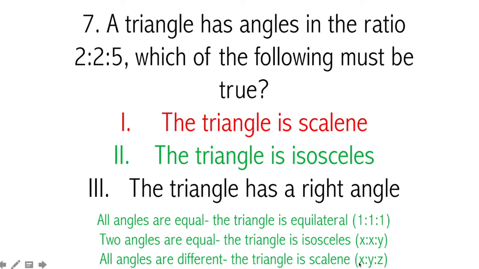So if a triangle is isosceles, it cannot be equilateral and scalene anymore. Therefore, we can say that since we do know that the triangle is isosceles, it cannot be scalene. Therefore, 2 is true and 1 is false.